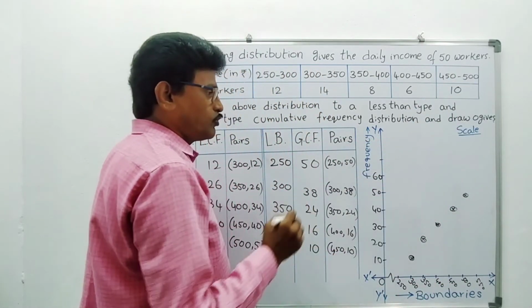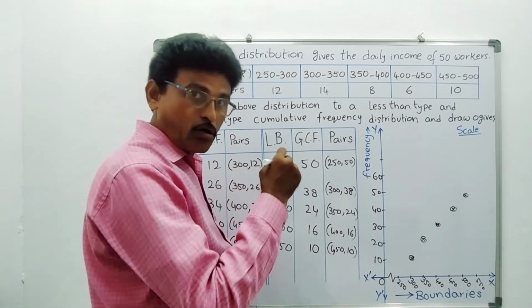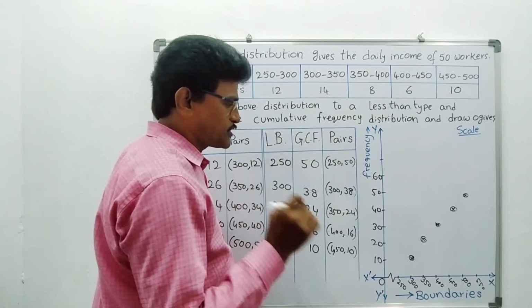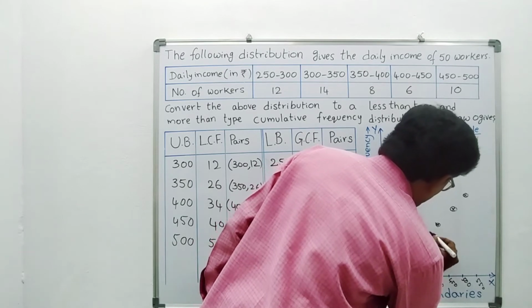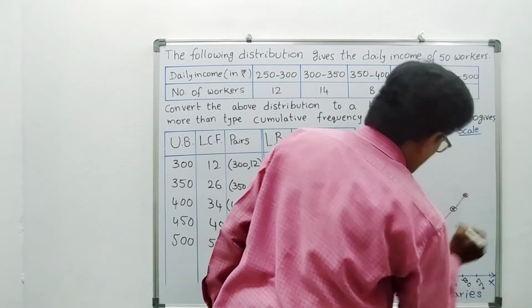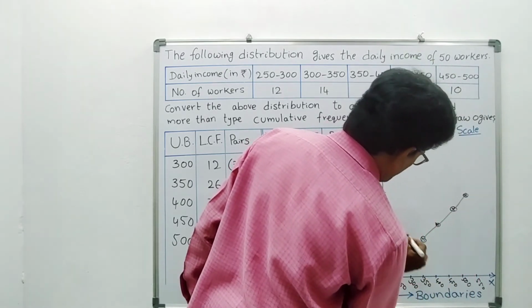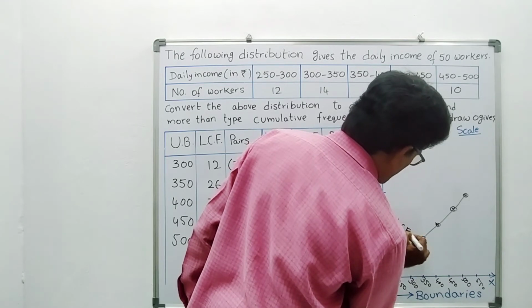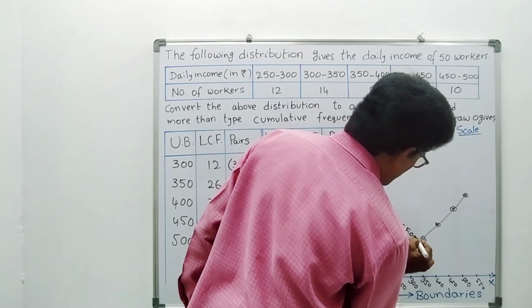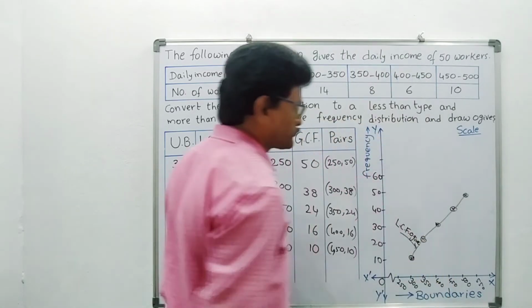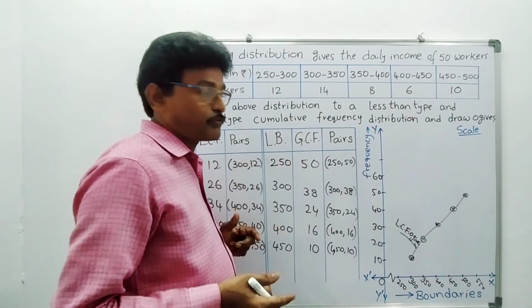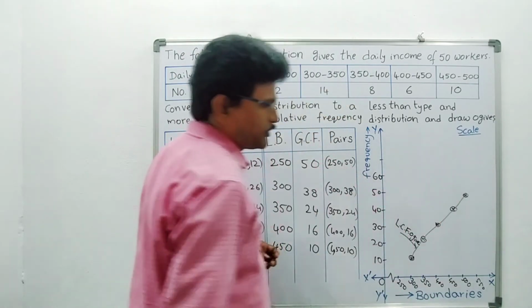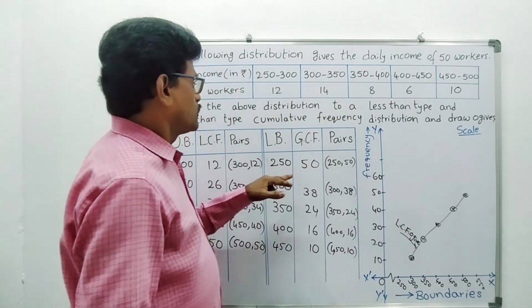Now what I told you, just join all these points with the free hand. Don't use the scale. Now I am joining like this. Right. This is the curve of what? L.C.F. Less than cumulative frequency ogive. Now one more curve we have to plot. What I told you, greater than cumulative frequency curve, from top to bottom it will come. Now we will check that.